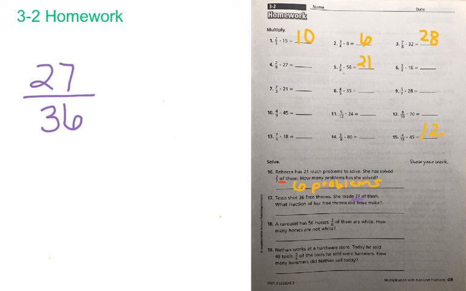And when you know your multiplication tables pretty well, this one is really easy to reduce because I know that 9 can go into 27 because 9 is a factor of 27 and 36. So if I took 27 and I divided by 9 and 36 and divided by 9, I know that 27 divided by 9 is equal to 3 and 36 divided by 9 is equal to 4. And so your answer here is 3/4.